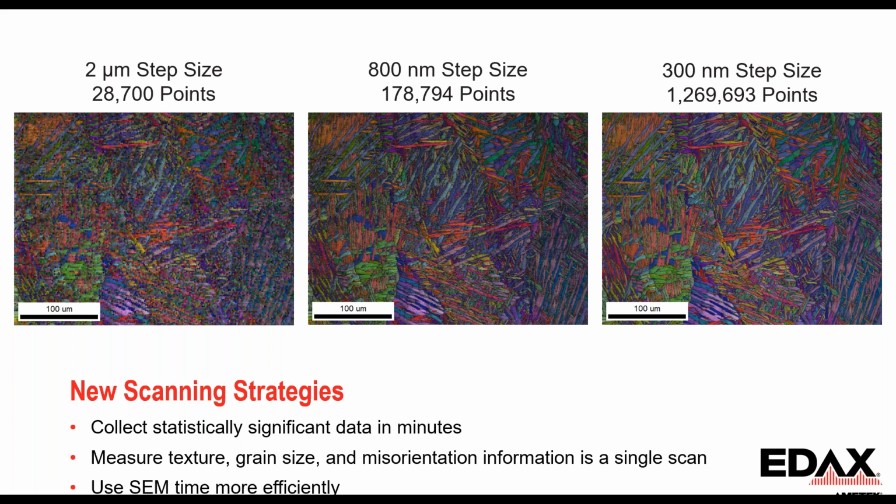And we can start to do things like measure the whole microstructure, texture, grain size, misorientations in a single scan, which allows us to use the SEM time more efficiently. And it changes things from when things were an order of magnitude or 2 orders of magnitude slower. We're able to more practically collect the data we want to describe the materials.